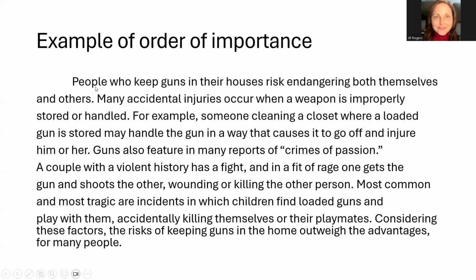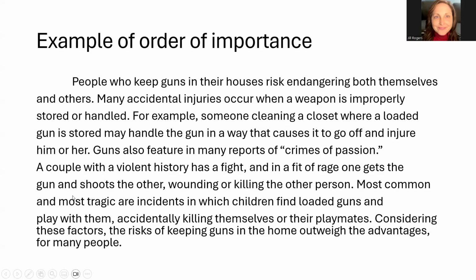Let's see. People who keep guns in their houses risk endangering both themselves and others. Many accidental injuries occur when a weapon is improperly stored or handled. For example, someone cleaning a closet where a loaded gun is stored may handle the gun in a way that causes it to go off and injure him or her. Guns also feature in many reports of crimes of passion. A couple with a violent history has a fight, and in a fit of rage, one gets the gun and shoots the other, wounding or killing the other person.